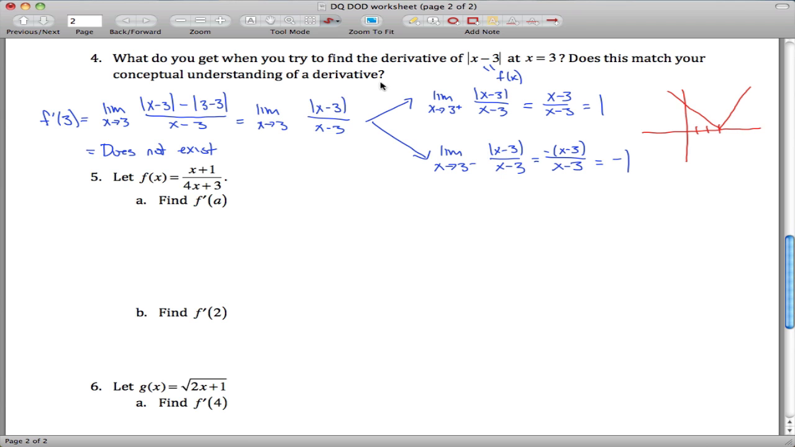My conceptual understanding of a derivative is that f prime of 3 is saying what is the slope of this point. So the slope of the tangent line here is what we're solving for. And that doesn't exist, right? You can't have a tangent line at a sharp corner like this. So it does not exist here. Yeah, it all matches up.